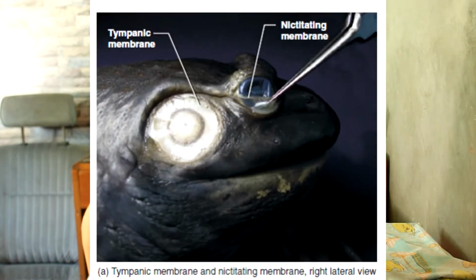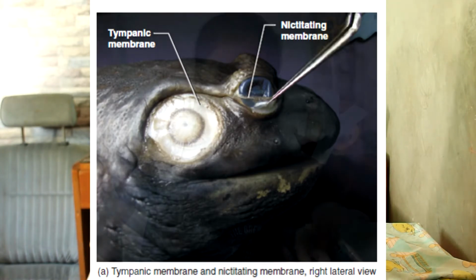Okay, next is the tympanic membrane. It is the visible, external eardrum of frogs. It is a circular area behind each eye. It transmits sound waves to the middle and inner ear, allowing frogs to hear both on land and in water.